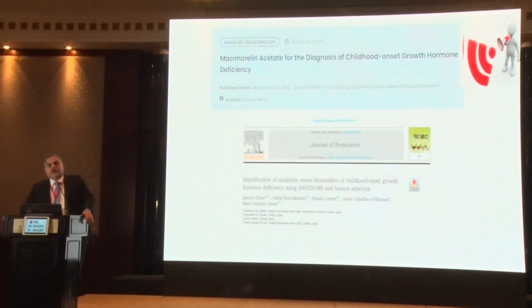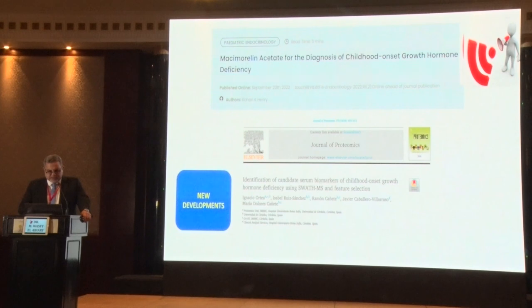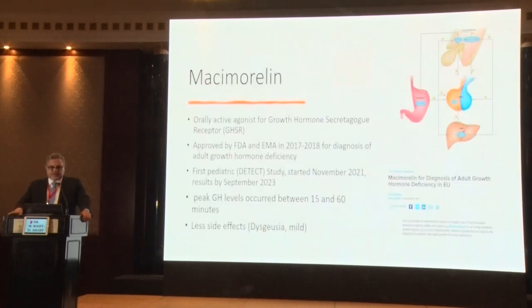To address the issue of growth hormone provocation tests, the new macimorelin acetate is an active agonist for the growth hormone secretagogue receptor. It was approved by the FDA and the European Medicines Agency in 2017 for the diagnosis of adult growth hormone deficiency. It has fewer side effects and doesn't induce the hypoglycemia that you encounter in other provocation tests.